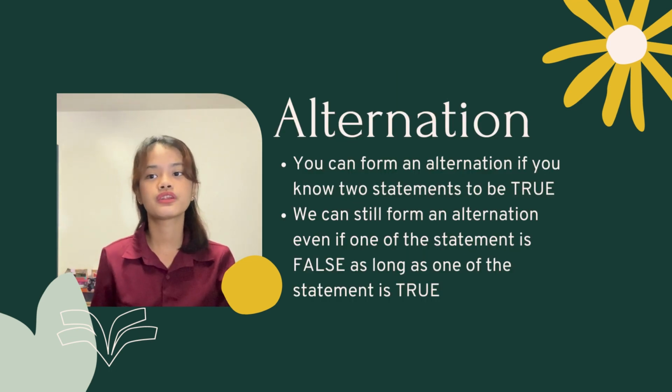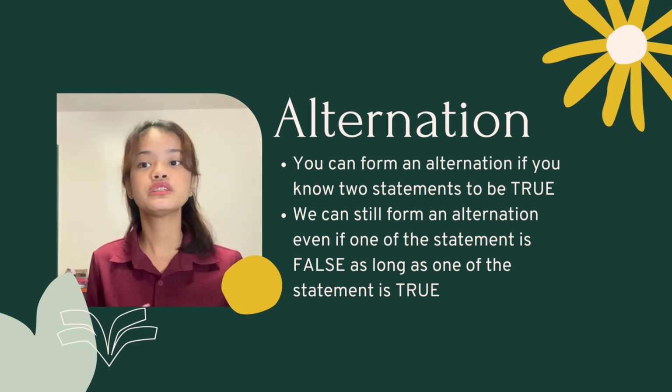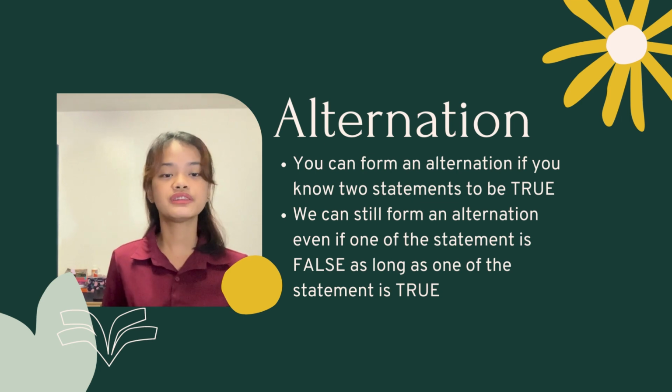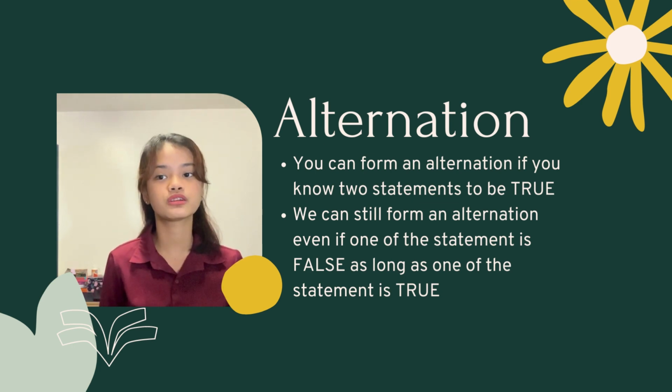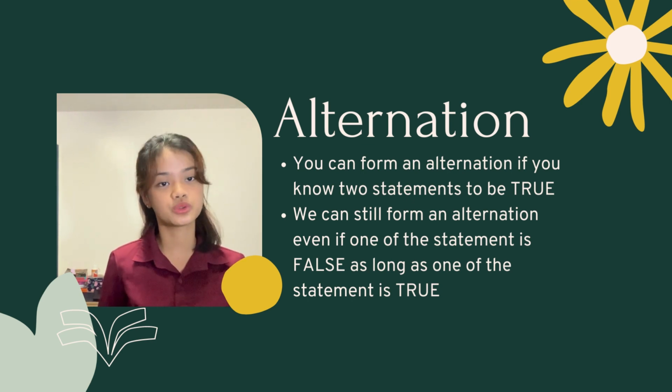Moving on to the third type, suppose you know that two statements are true. Then, mula dun sa two true statements, pwede makagawa ng alternation. Remember, if you know two statements to be true, you are entitled to form an alternation at conjunction. Yung difference lang ay yung words na ginagamit sa conclusion. And sa alternation, pwedeng yung isang statement ay false basta one of the statements is true.